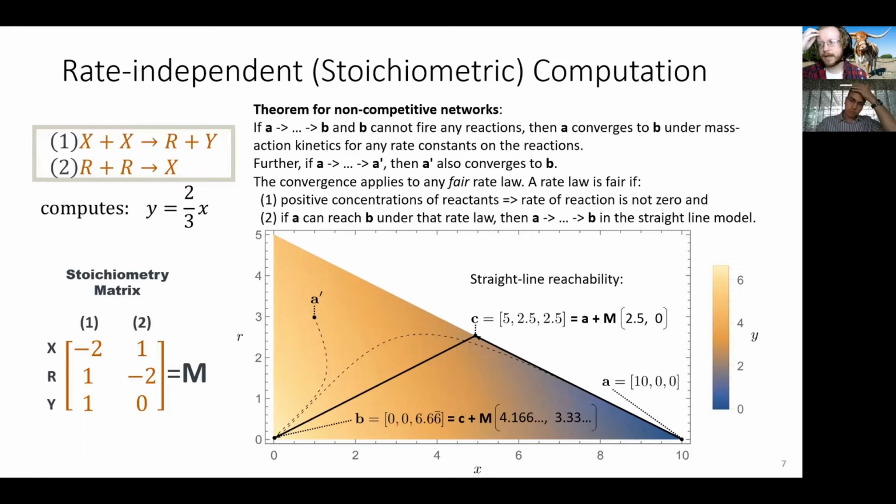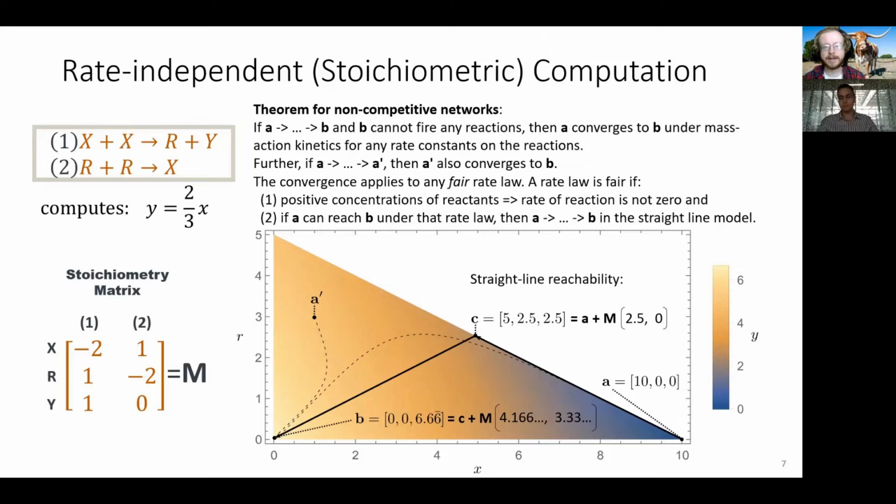The last thing I want to say, I don't have too much time to explain this, is that the convergence holds not only for mass action kinetics with any rates, it holds for any fair rate law. There's a formal definition of that, but it basically captures a wide class of kinetic rate laws and probably captures your kinetic rate law of interest.